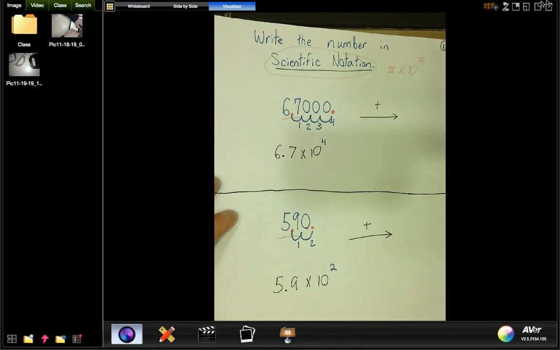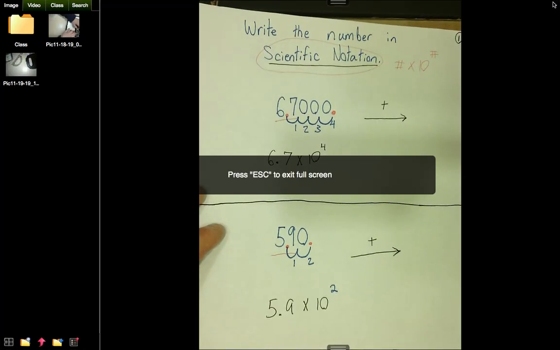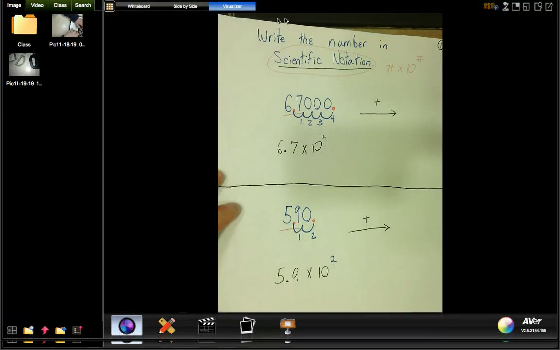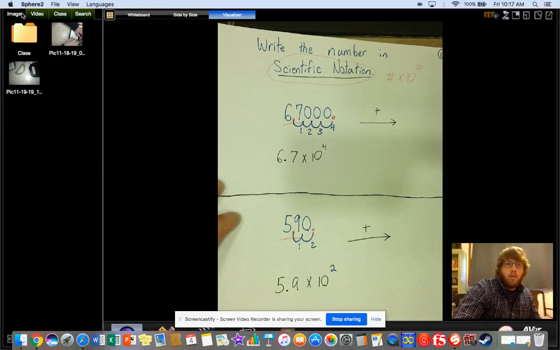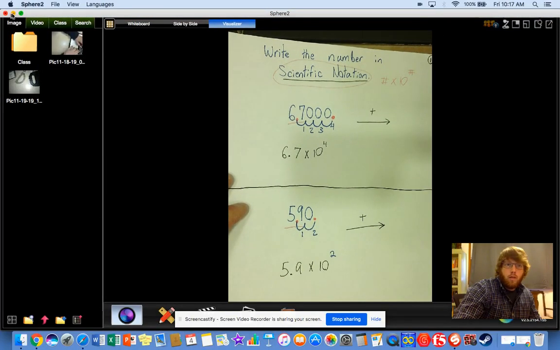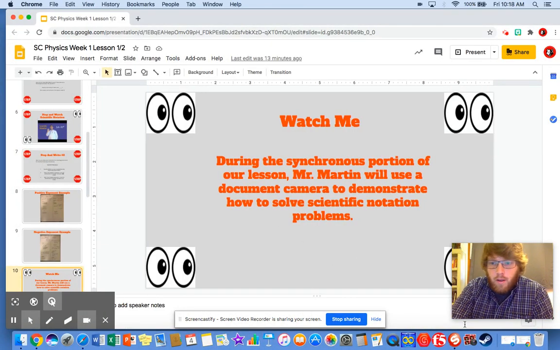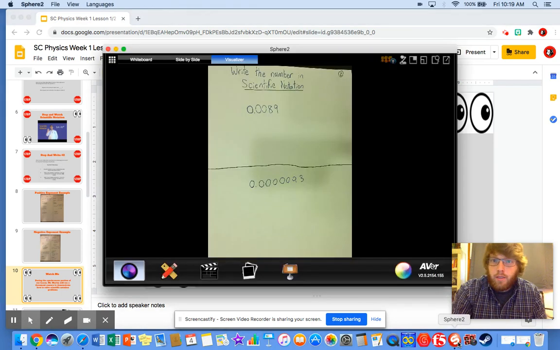Let's see here. Let me see if I can pause this for a second. If I can get out of my document camera. Bring that down and pause. All right, I am back. Let's look at another couple examples here.